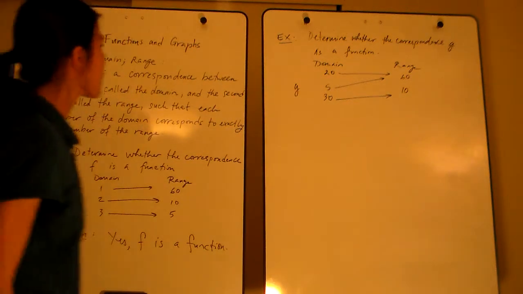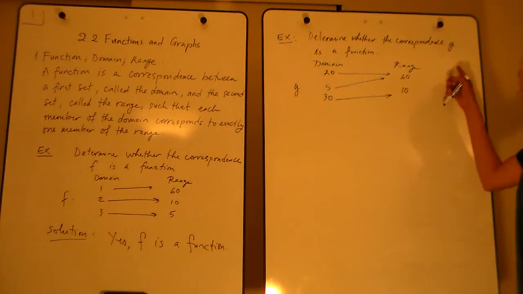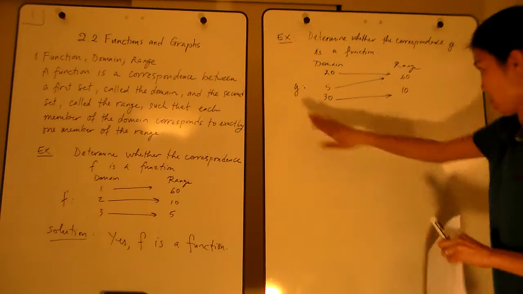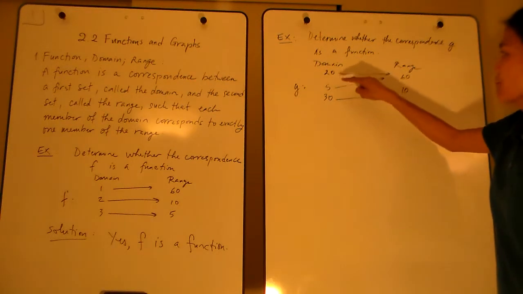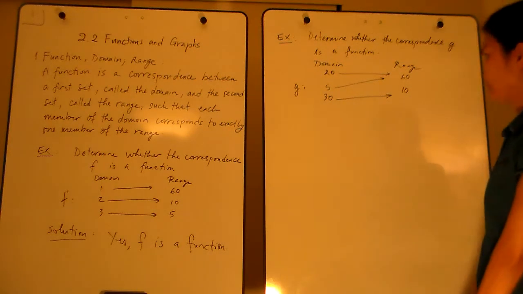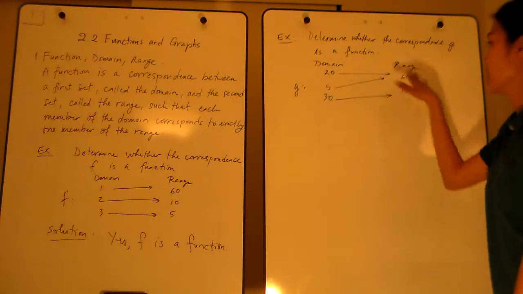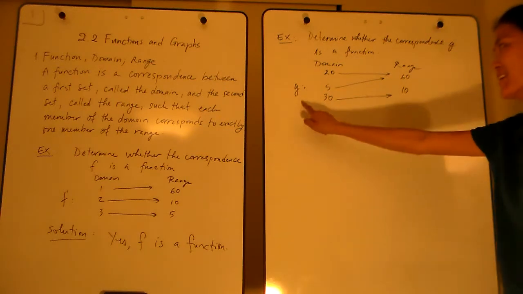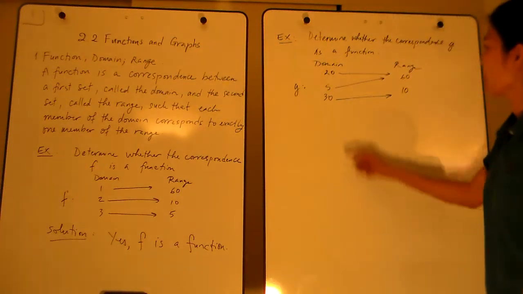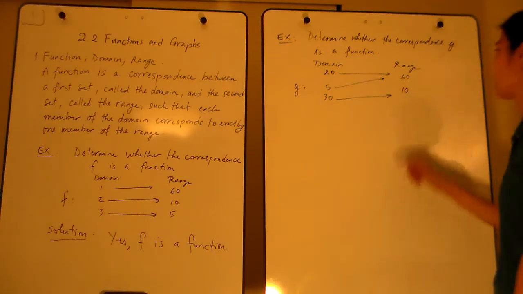Now, here's another example. Determine whether the correspondence g is a function. For g, its domain is 25, 30, and its range is 60 and 10. The question is, determine whether g is a function. So again, we follow the definition. Each member of the domain should only correspond to one member of the range.